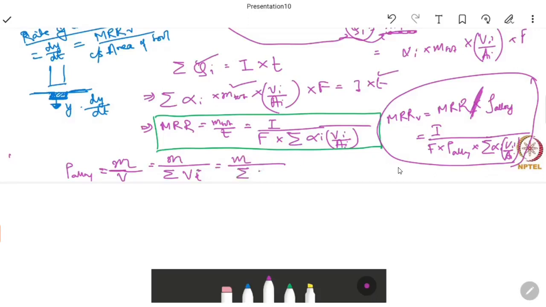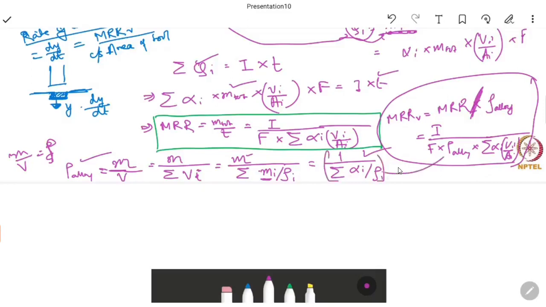We know that mass by volume is equal to density. So V is nothing but mass by density, so it's Mi by rho i, where rho i is the density of the ith element. Mi can be written as alpha i into M. So that M and this M will cancel out, and we will be left with 1 by sigma alpha i by rho i. So rho of alloy is equal to 1 by sigma alpha i by rho i.